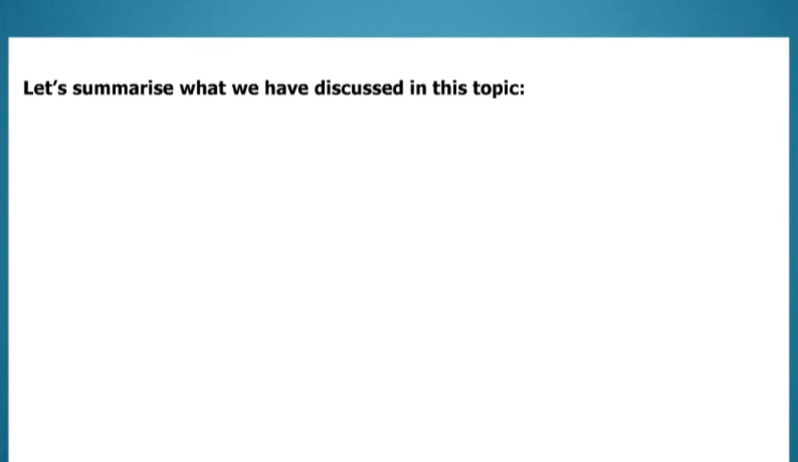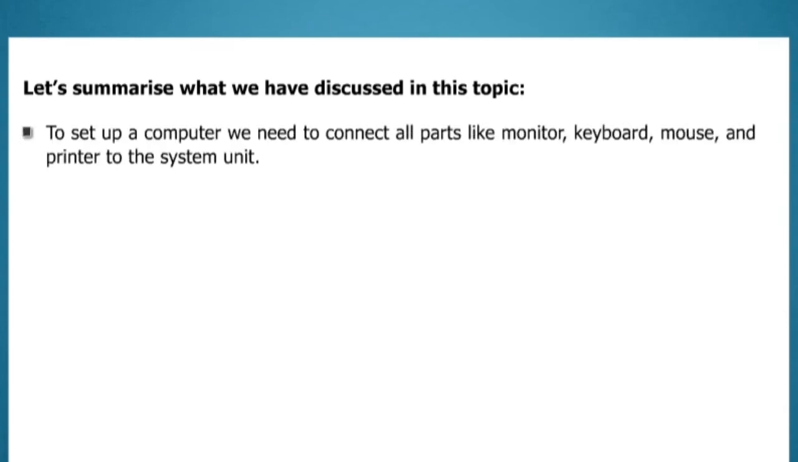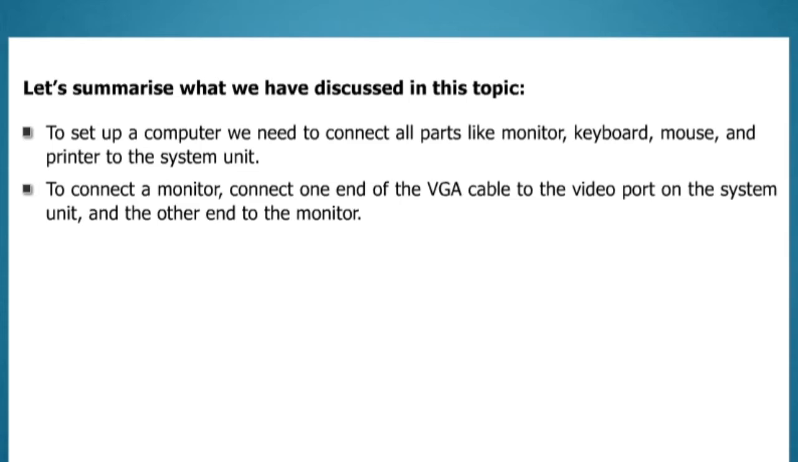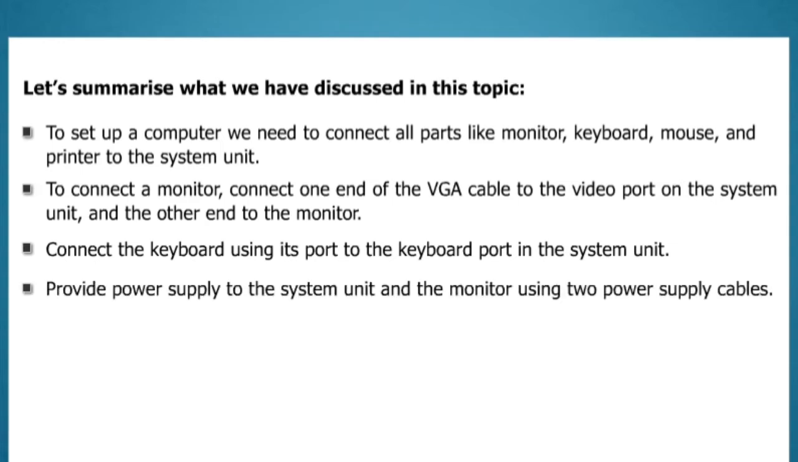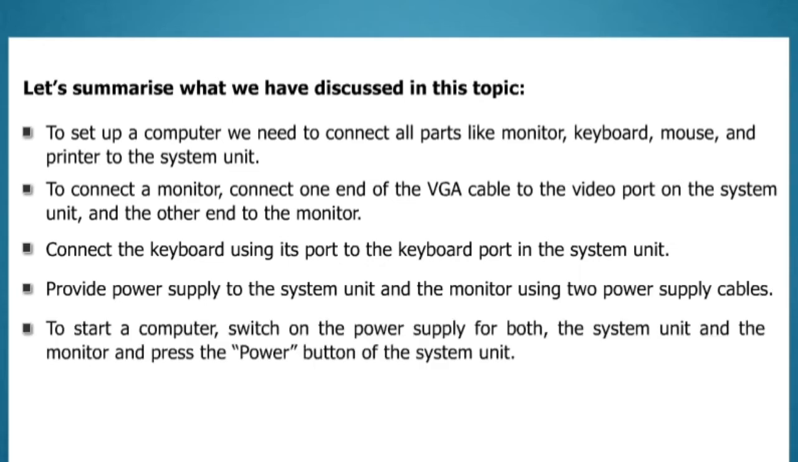In this topic, to set up a computer, we need to connect all parts like monitor, keyboard, mouse, and printer to the system unit. To connect a monitor, connect one end of the VGA cable to the video port on the system unit and the other end to the monitor. Connect the keyboard using its port to the keyboard port in the system unit. Provide power supply to the system unit and the monitor using two power supply cables. To start a computer, switch on the power supply for both the system unit and the monitor and press the power button of the system unit.